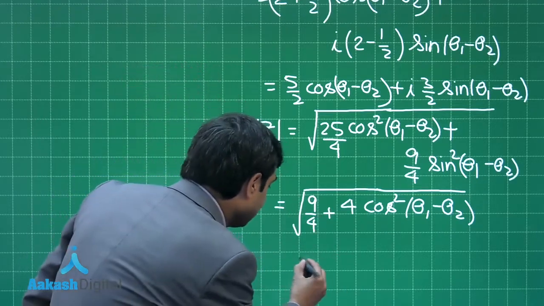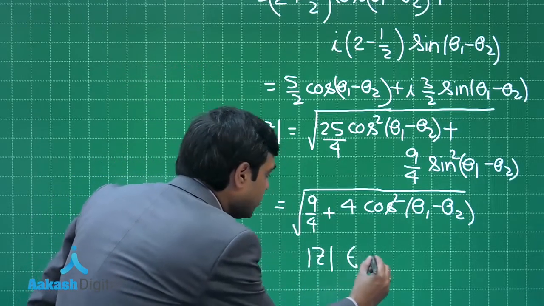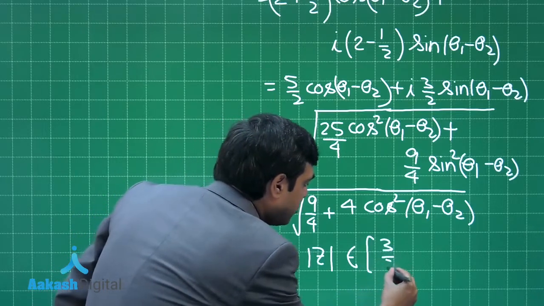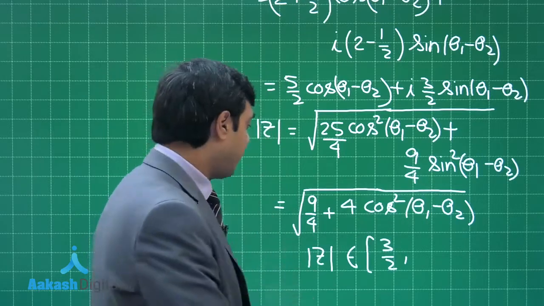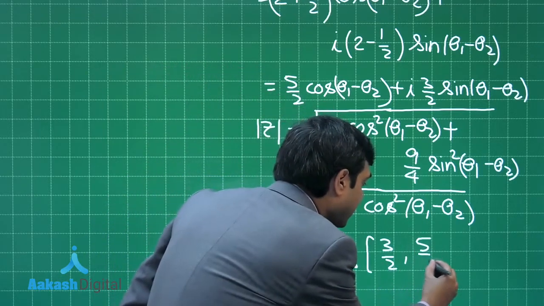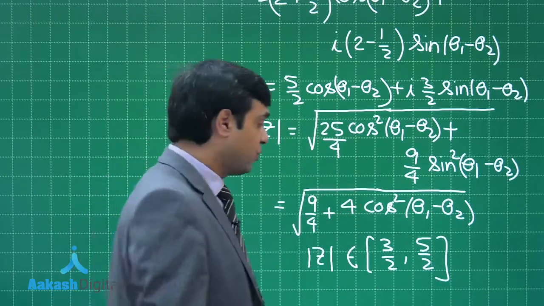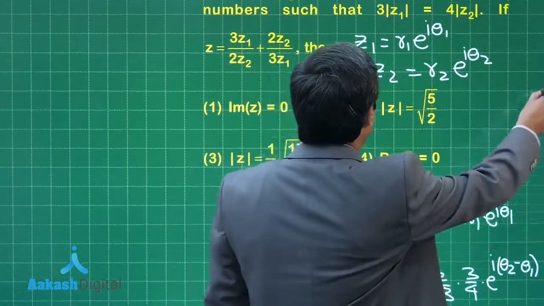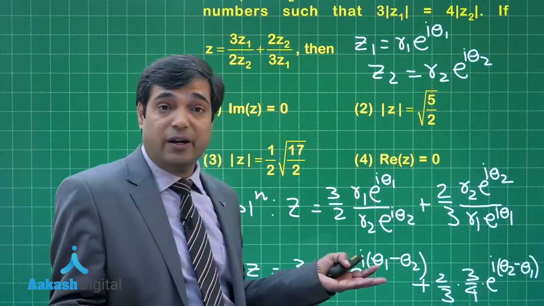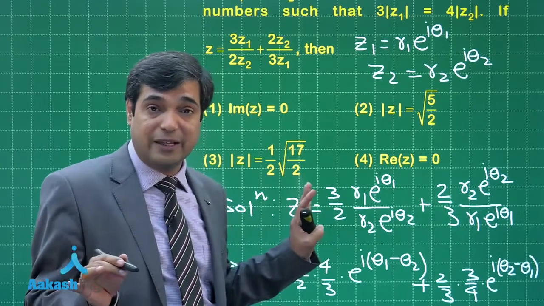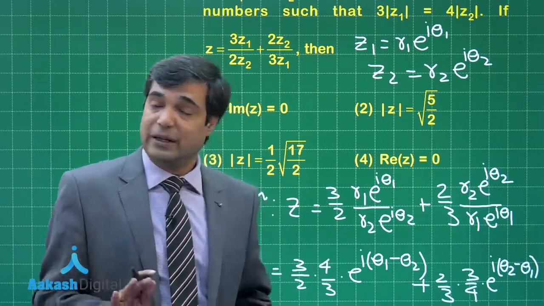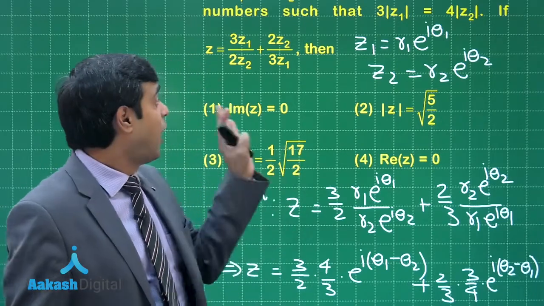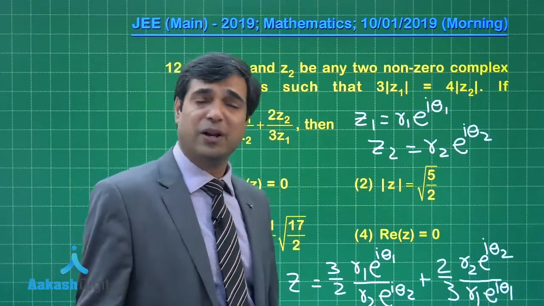So, range is mod z belongs to [3/2, 5/2]. When highest value 1 is obtained, it becomes 25/4, that is 5/2. In that case, you will see the value given in option number 2 will be satisfied. So, no perfect option is there for this question as when you observe all 4 options, right. I am sure this part is clear how it is being solved. So, let us move on to the next question now.